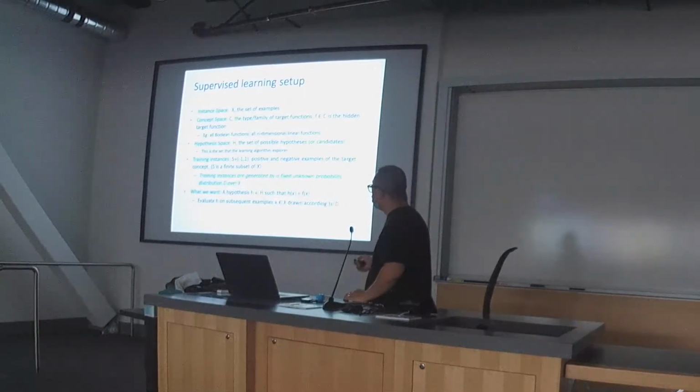In practice, we are going to evaluate our learned hypothesis on some other examples, and those examples are drawn according to some data distribution. So here, we assume our training instances and test instances are generated from some data distribution D. And this data distribution is really unknown and very difficult to know.